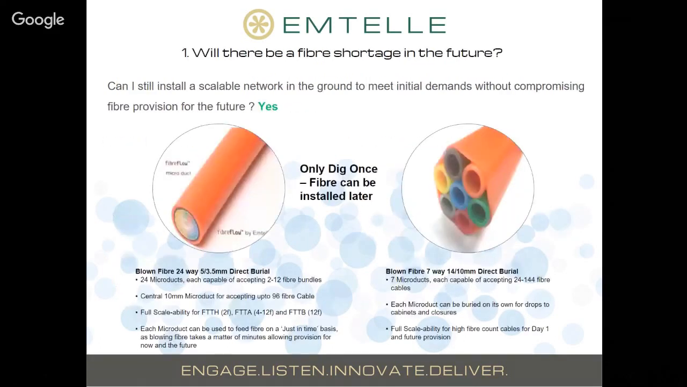Okay, rule number 1. Future. Will there be a fibre shortage in the future? There are companies who have mentioned that there may be a cutback on fibre accessibility in the coming years from 2017 onwards. One reason for using blown fibre is you can install a microduct network to each home via basically a plastic tube that is within a bundle or a single microduct.